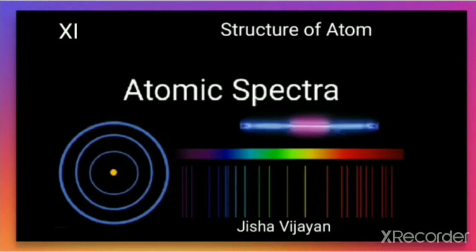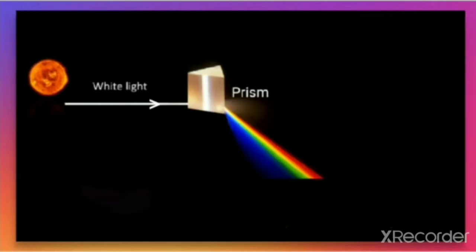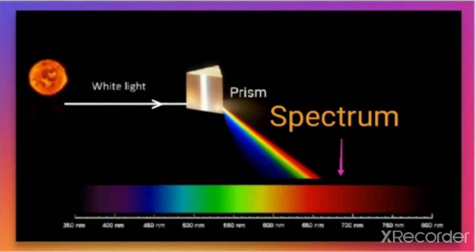Hello students, as you all are familiar with the spectrum of light, let us discuss atomic spectra. You have learnt in the previous classes that when the white light from the sun is passed through a prism, that light is split into a series of color bands, which is known as a rainbow of colors. This is called a spectrum.